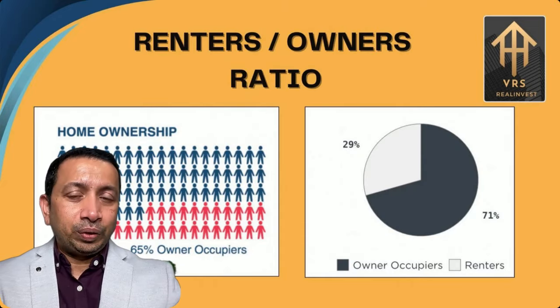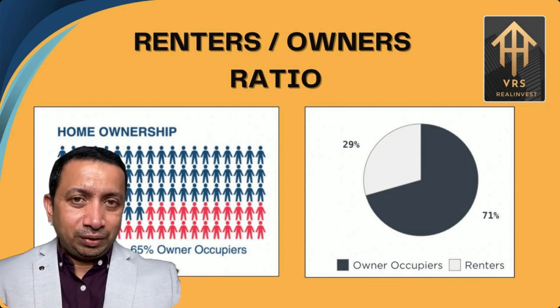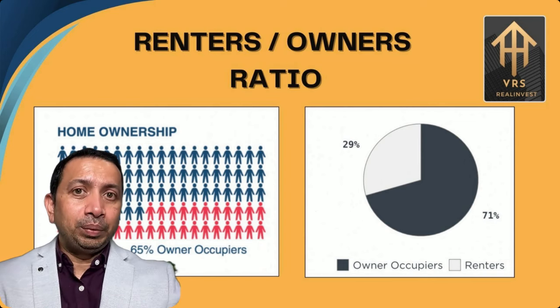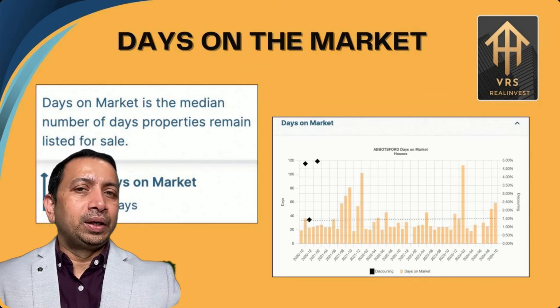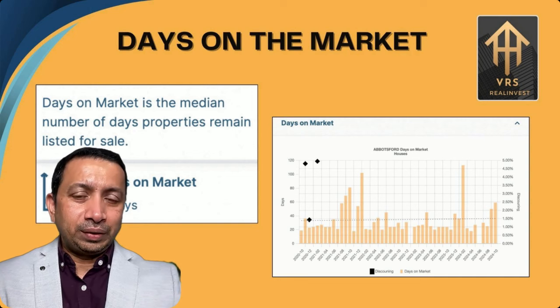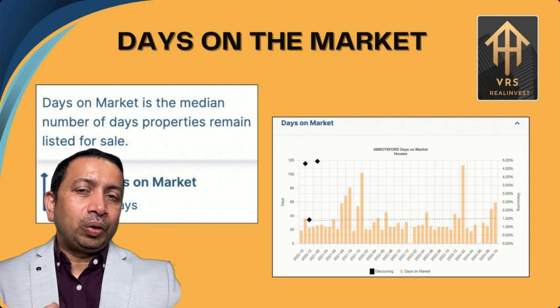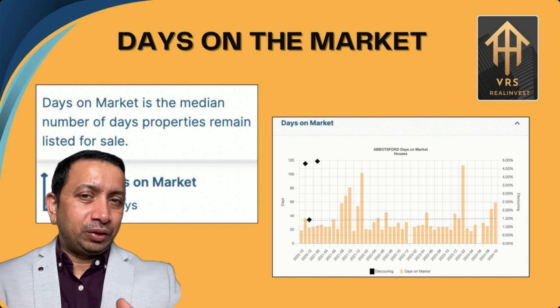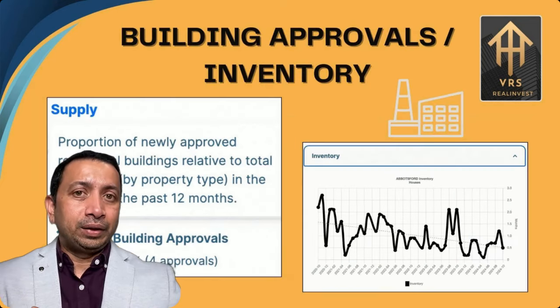And the renter/owner ratio. The renter/owner ratio indicates the stability of the suburb. If owner occupiers are more than 60%, that shows the suburb is stable. And another important factor is the days on the market. In some places we can see that a property stays on the market for more than 60, 70, 80, or maybe 100 days. That means there are not many sales happening, which means that is not an ideal place to invest. So you need to check the days on the market.